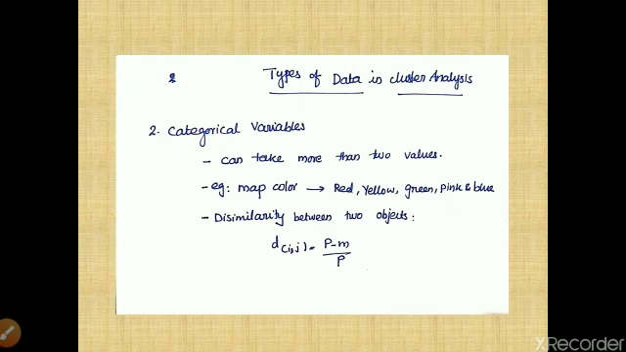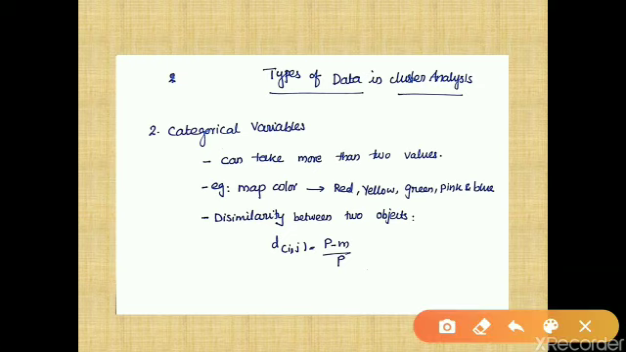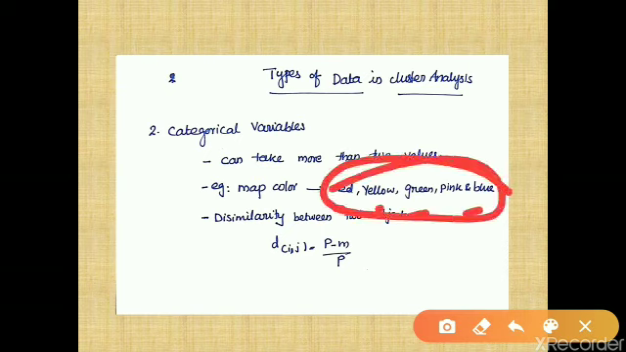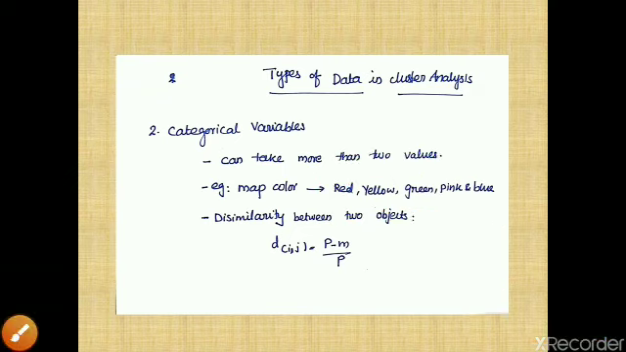It can take more than two states. For example, you can see a map coloring. I'll be using a set of colors like red, yellow, green, pink and blue. These are all colors used for coloring that map, so it can take more values.